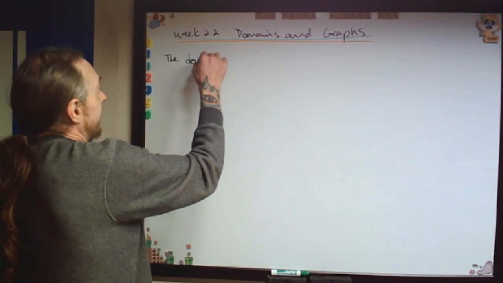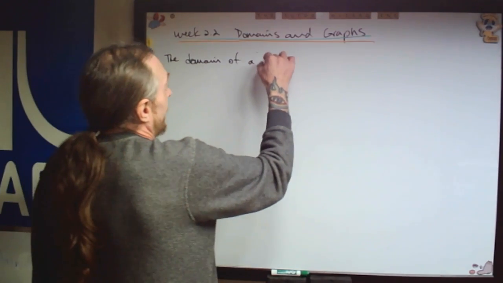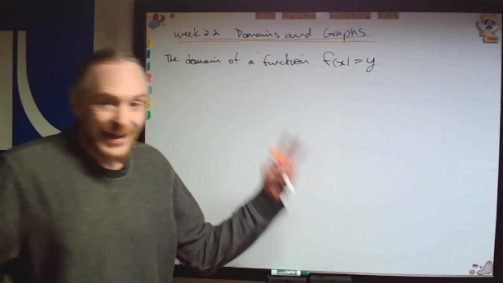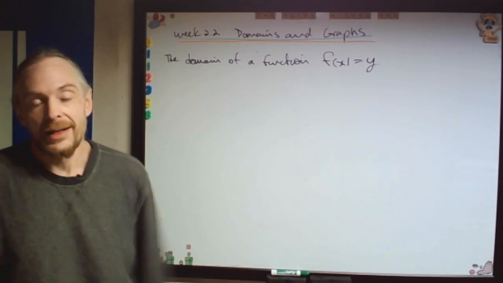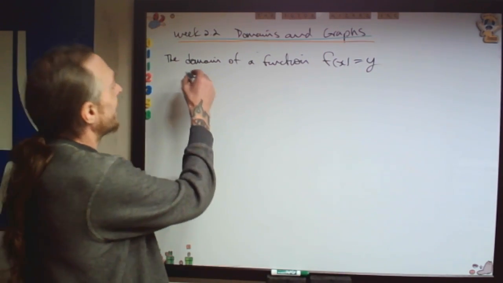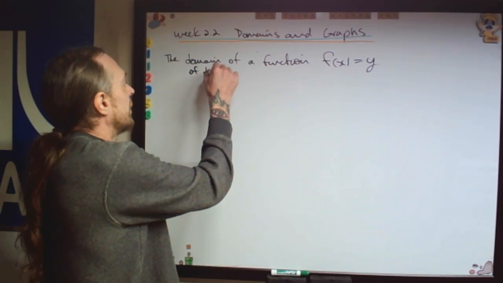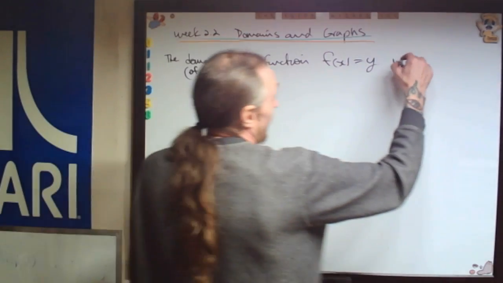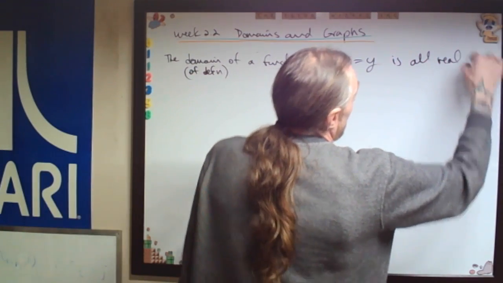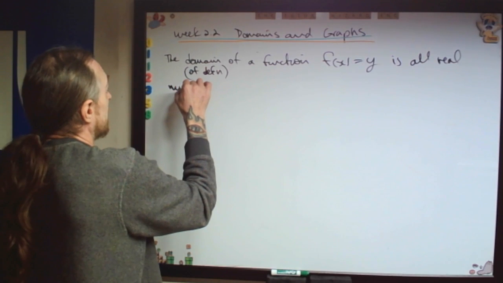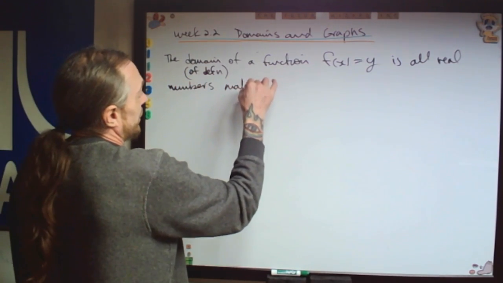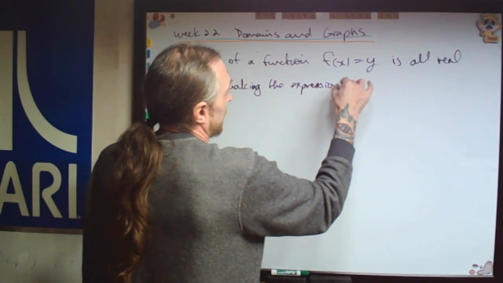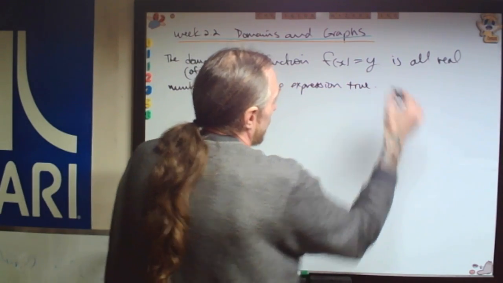The domain of a function f of x equals y, if it's given as an algebraic expression, the domain of definition, I guess, of a function which is given algebraically is all real numbers that make sense, making the expression true. Or valid.